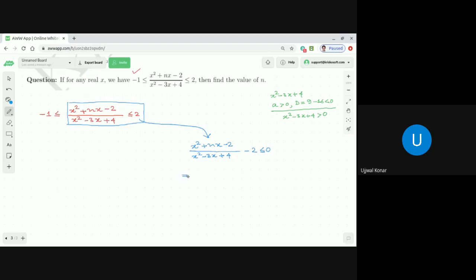Now we can simplify. This implies that the numerator will be x square minus (n plus 6) into x plus 10, over x square minus 3x plus 4, less than or equal to 0. I am not doing the full simplification because it would waste time in the context of our present discussion. And we just observed that x square minus 3x plus 4 is greater than 0, so we can multiply both sides with it and the inequality remains intact. That is, x square minus (n plus 6) into x plus 10 is less than or equal to 0. Correct or not?